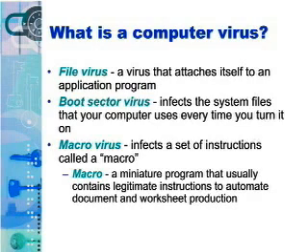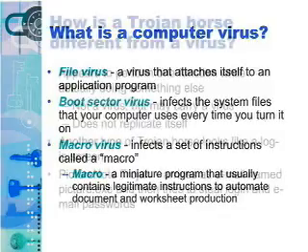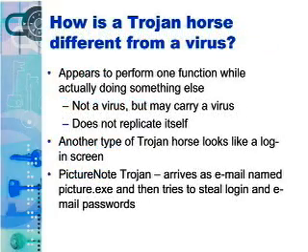A macro virus infects a set of instructions called a macro, a miniature program that usually contains legitimate instructions to automate document and worksheet productions. A Trojan horse is a computer program that seems to perform one function while actually doing something else. Technically, it's not the same as a virus because, unlike a virus, a Trojan horse is not designed to make copies of itself. Trojan horses are notorious for stealing passwords.